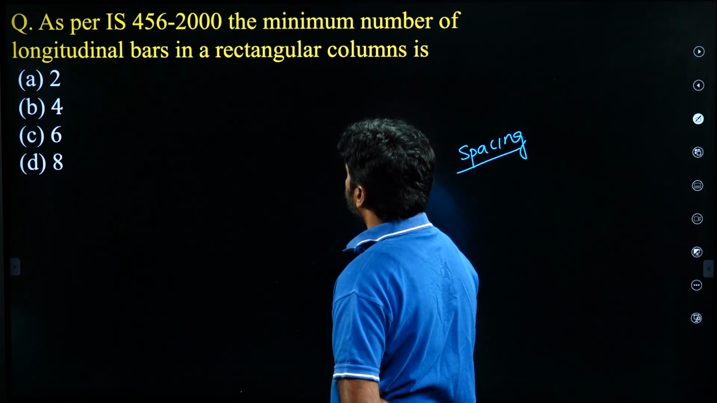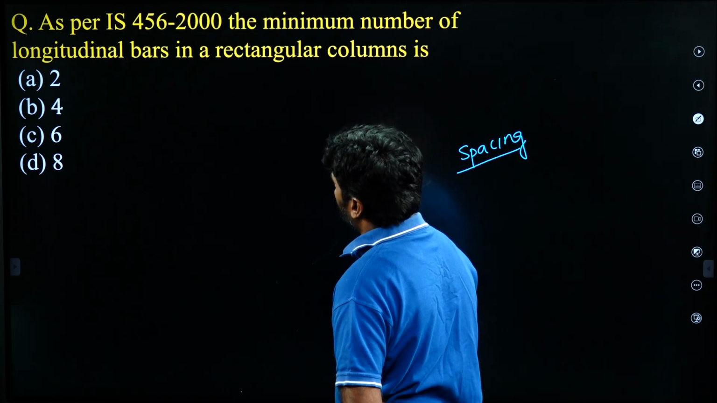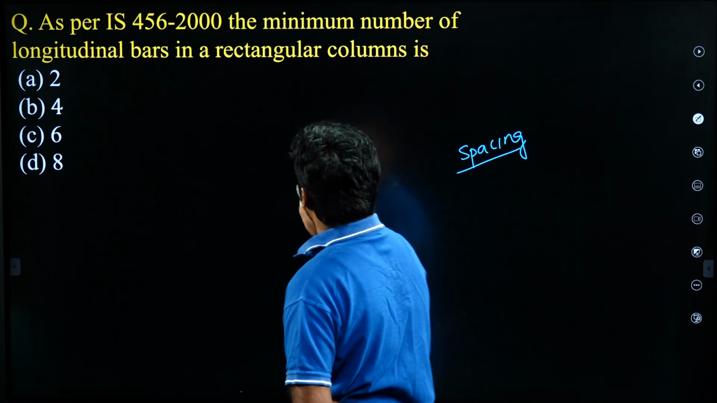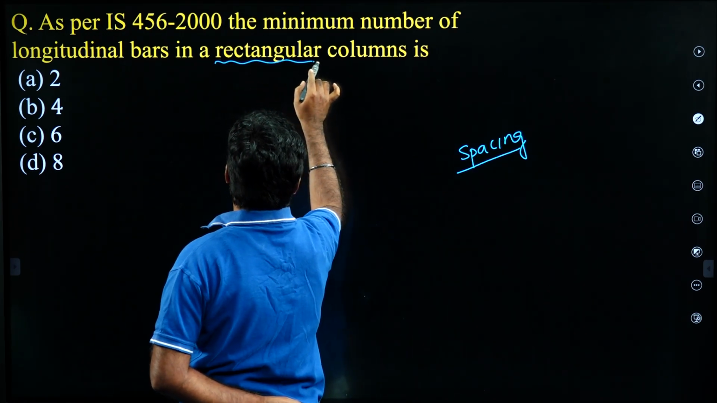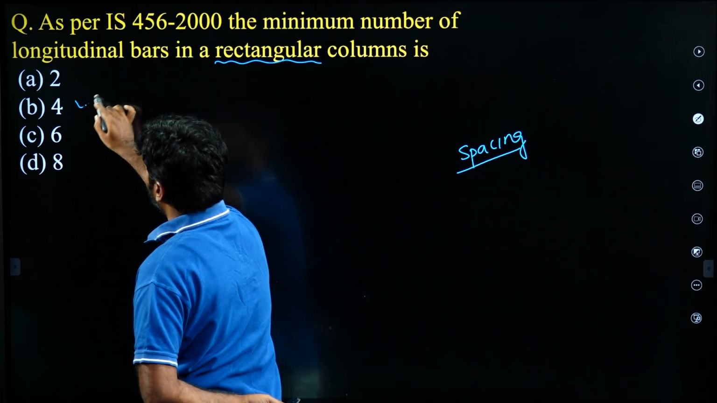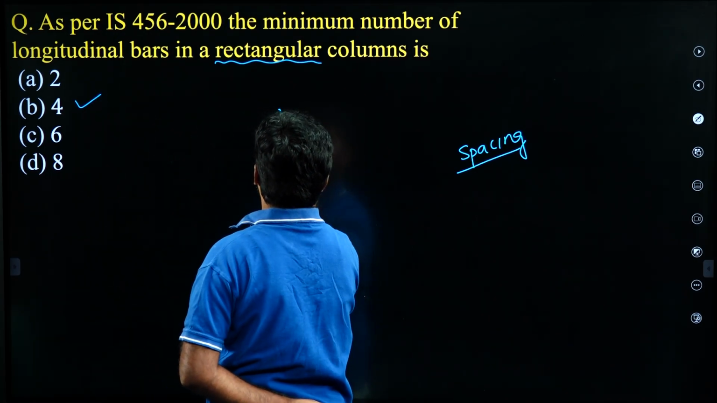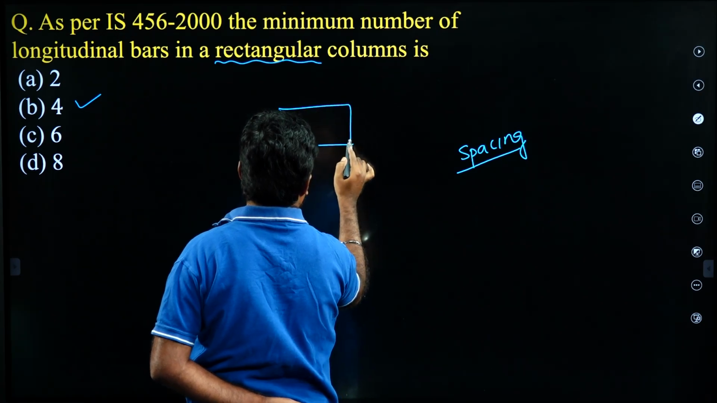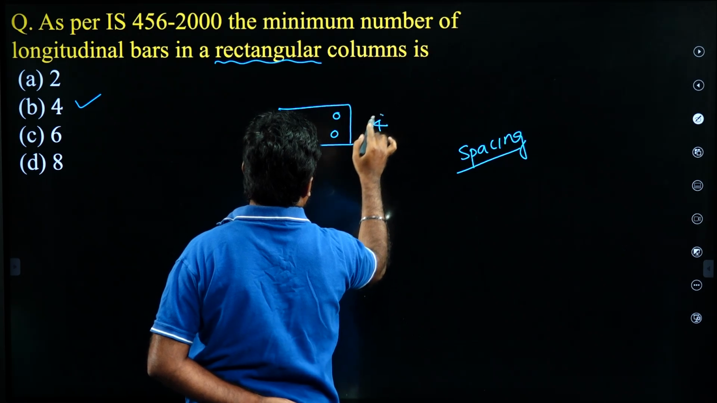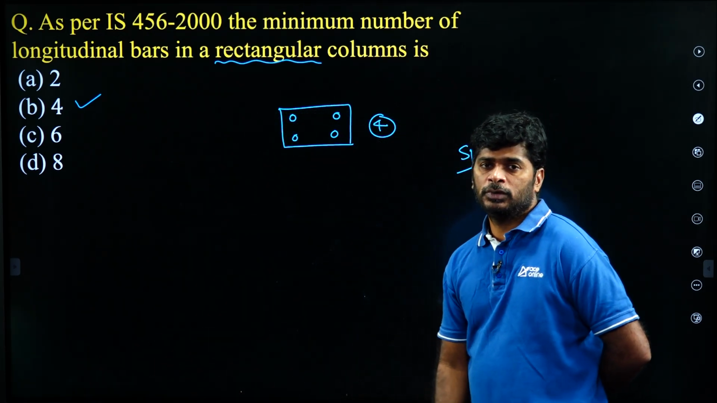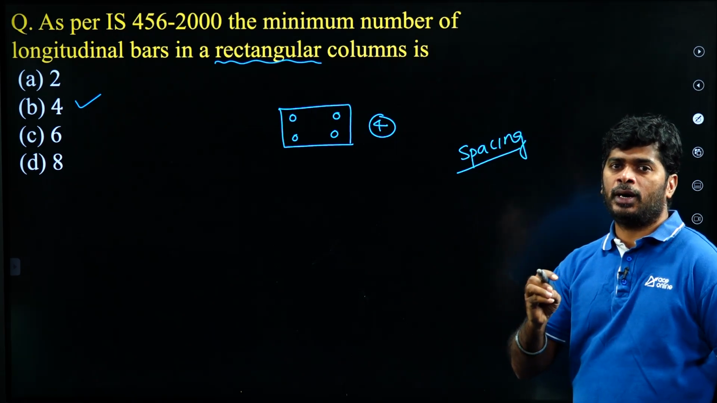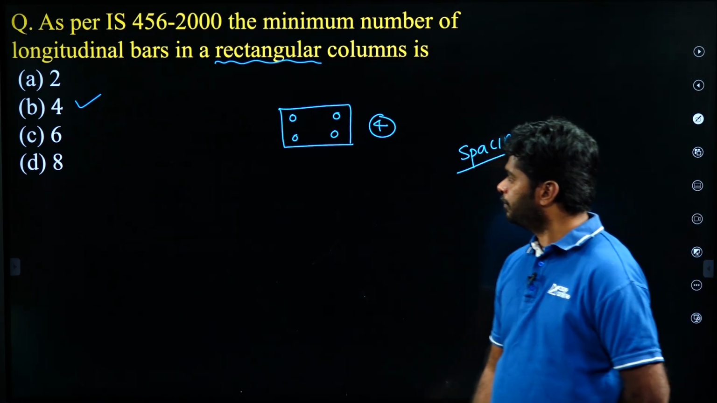As per IS 456-2000, the minimum number of longitudinal bars in a rectangular column is clearly mentioned. For a rectangular column, minimum 4 numbers. You can provide 1 at each corner: 1, 2, 3, 4. So, minimum 4 numbers. For a rectangular column, you can provide minimum 4 longitudinal bars, 1 at each corner. Next question.